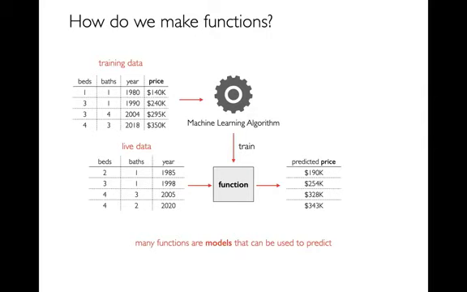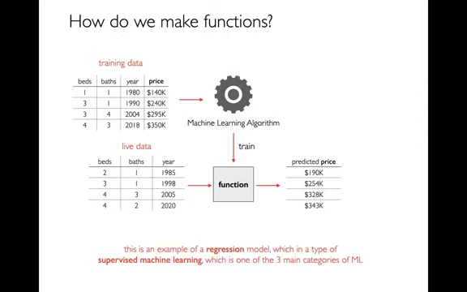And then we're going to be able to generate that function and use it to make predictions on other data. And you can imagine why that might be useful for a lot of things. Maybe you're doing property assessments, or maybe you're a realtor and you're trying to figure out how to price a house properly. So the example I've given here is an example of a regression model. And a regression model is more broadly a type of supervised machine learning, which is one of the main three categories of machine learning.